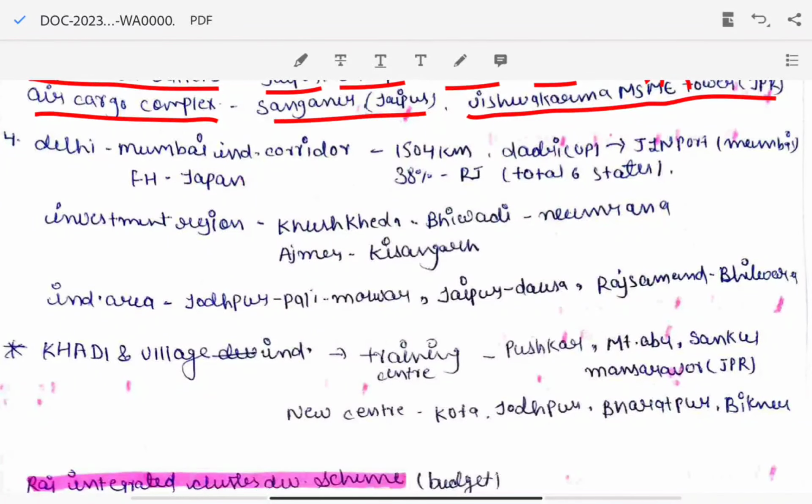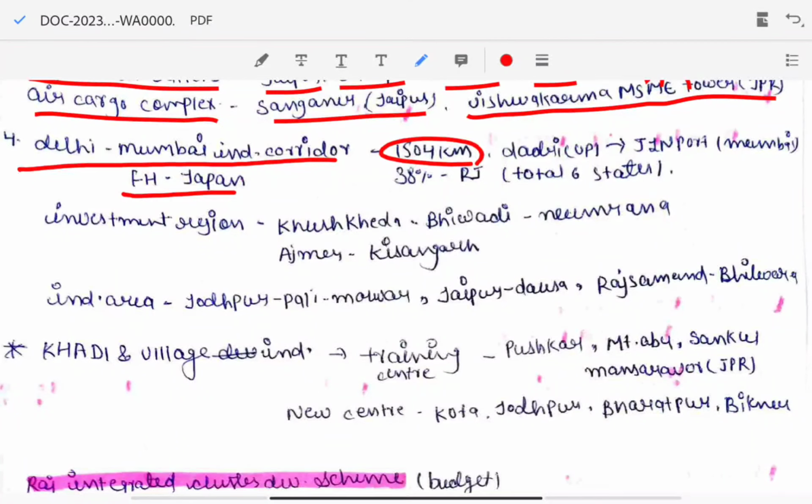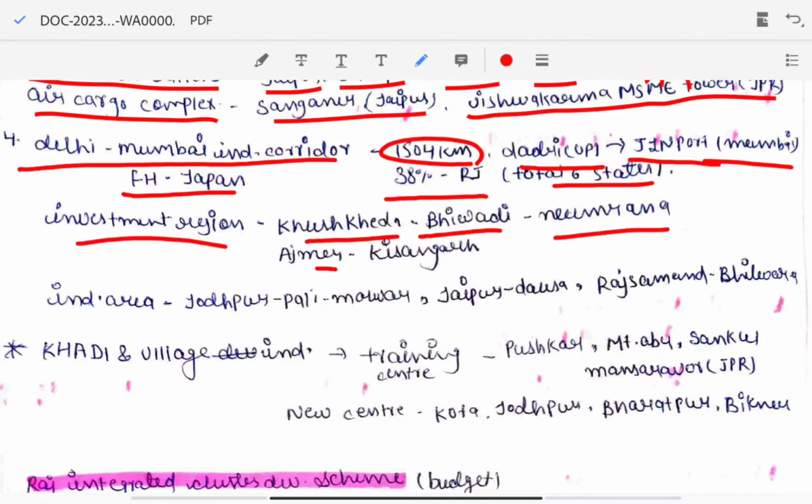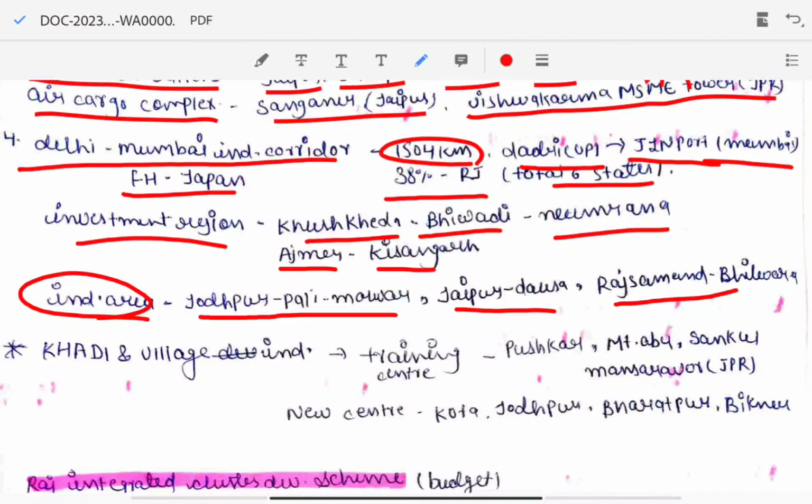And then Delhi Mumbai Industrial Corridor, with the financial help of Japan. It is a 1504 kilometer corridor that will start from Dadri, UP to Jawaharlal Nehru Port in Mumbai. Total 6 states are there in this. Of the 1504 kilometers, 30% of this corridor is in Rajasthan, and the investment regions are Khushkhera, Bhiwadi, both in Neemrana, then Ajmer, Kishangarh, and the industrial areas are Jodhpur, Pali, Marwar, Jaipur, Dausa, and Bhilwara.